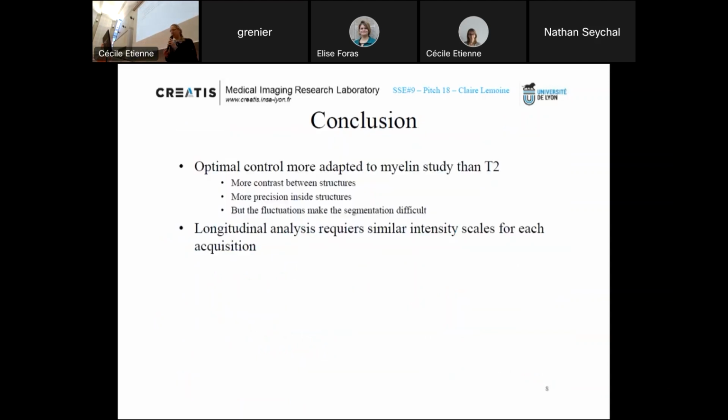To conclude on this subject, optimal control proves to be very interesting to observe myelin because it offers more contrast between structures than simple T2 and more precision thanks to the fluctuations which were observed. But this fluctuation makes the segmentation difficult, and the longitudinal analysis requires a good normalization to have a similar intensity to compare between acquisitions.